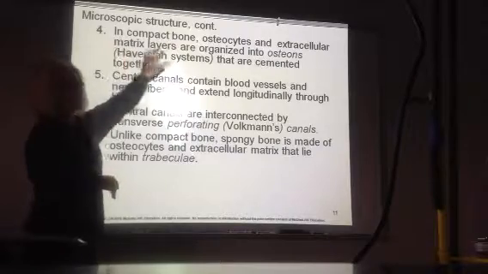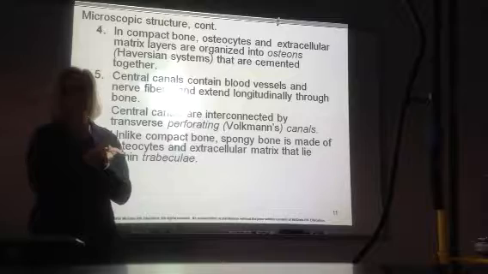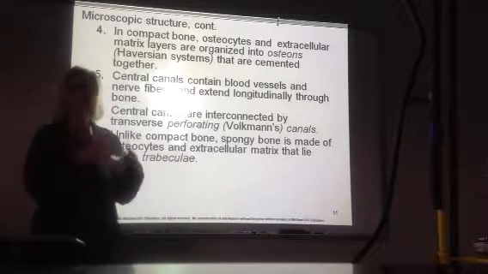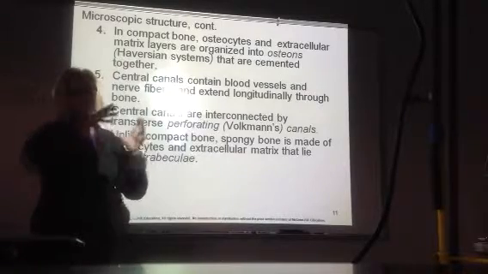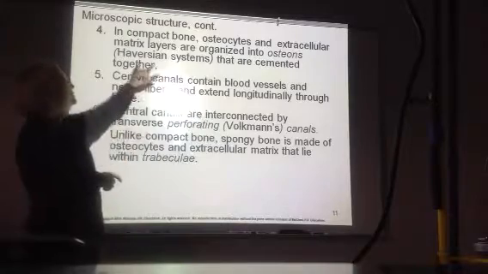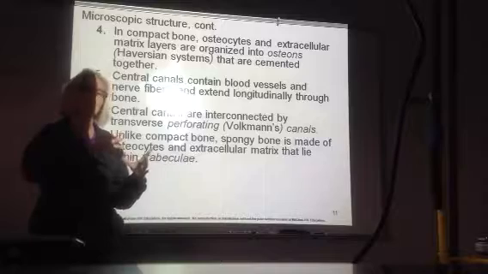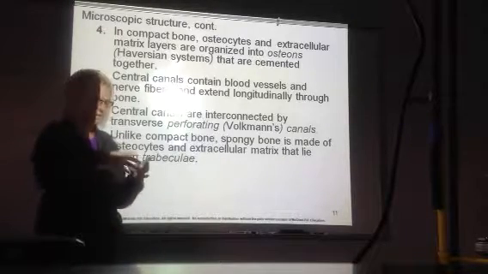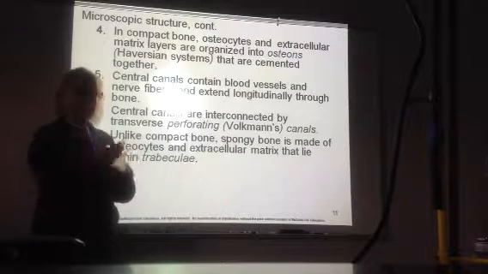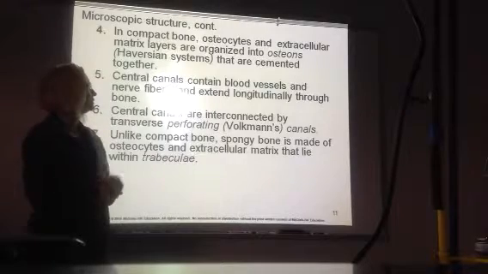In the compact bone, the bone cells, the osteocytes, and the extracellular material, the collagen fibers and things like that, are organized in osteons that are shaped in circles, and then they are layered circles. So osteons are also called Haversian systems. So each osteon is a Haversian system. And each osteon is cemented to another one. And that's what forms the very dense, compact bone.